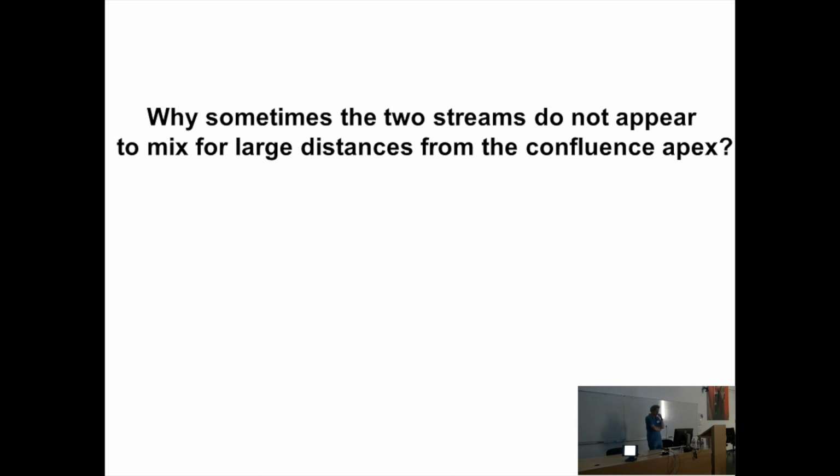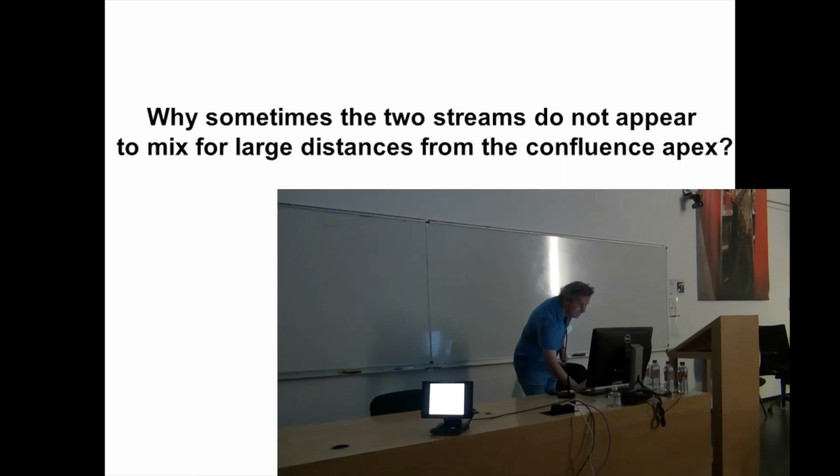So I'm going to basically start this talk with a question which I was asked when I was visiting with Jim Best at the University of Illinois something like 15 years ago, when he asked me if I have any explanation why at some very large river confluences the two streams seem to flow together without mixing for a very large distance.